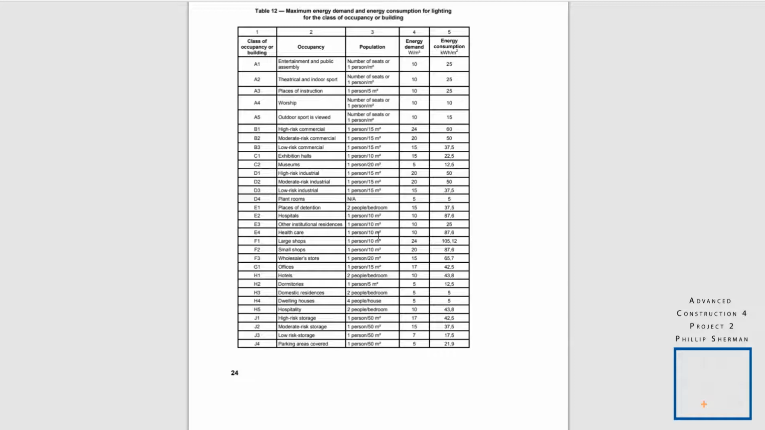So I'd like to introduce you guys to the class of occupancy of a building. Now, in the table that you see in front of your screen, we won't be covering energy demand and energy consumption for lighting in this class, but just to make yourself familiar that every single building has a different class that it's associated with. For example, where you stay in a dwelling house, your class is actually an H4, and an outdoor sport with a viewing is an A5, and a church or a mosque or whatever would be associated as an A4 class.